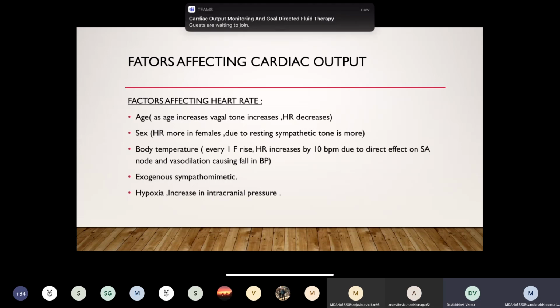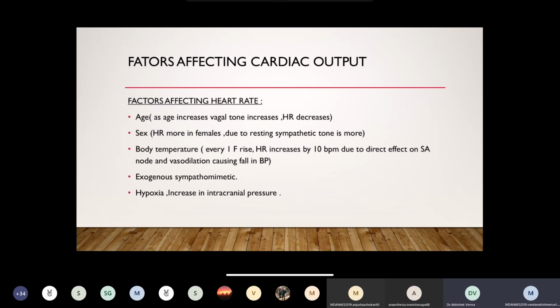So it has to be individualized according to the body surface area, because a different patient can have a different habitus. Some patients can be thin and some can be obese. So to minimize that factor, we are using body surface area. Okay, go on.